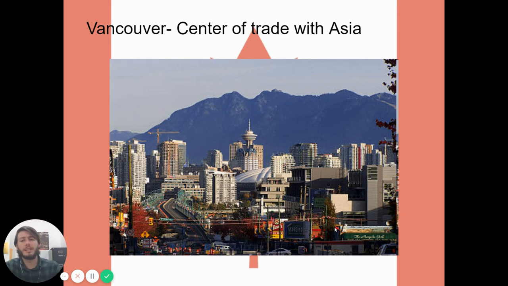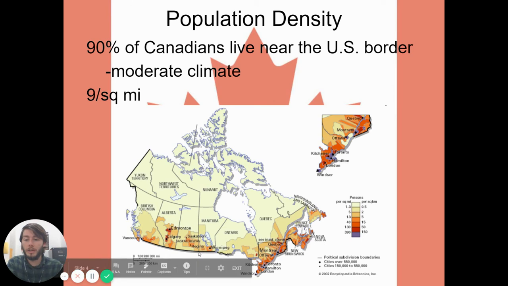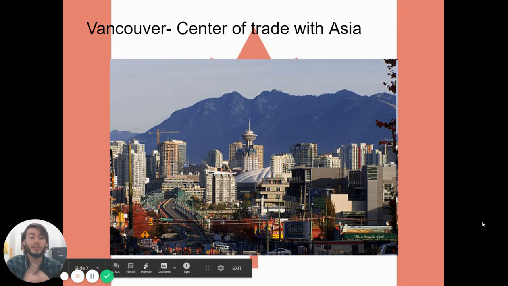Okay, Vancouver, it's a center of trade with Asia. I'm going to go back to that map again to show you what I'm talking about here. Vancouver is right over here, and Vancouver is on the coast of the Pacific Ocean. If you just go straight across this ocean, here's China. So it's really close to China and Asia, and so it's a really good central place for trading with Asian countries.